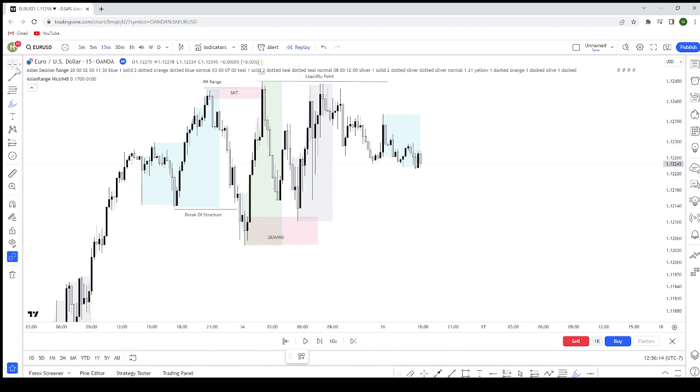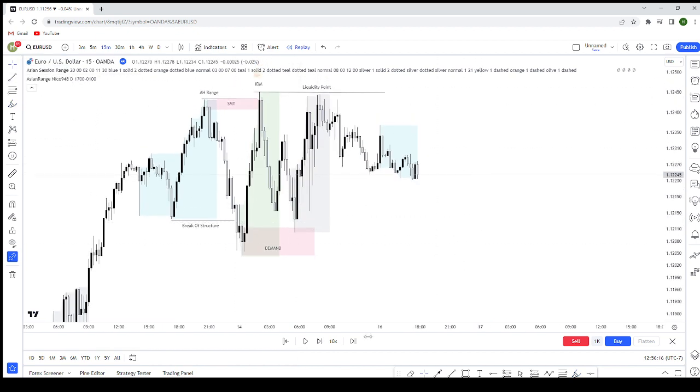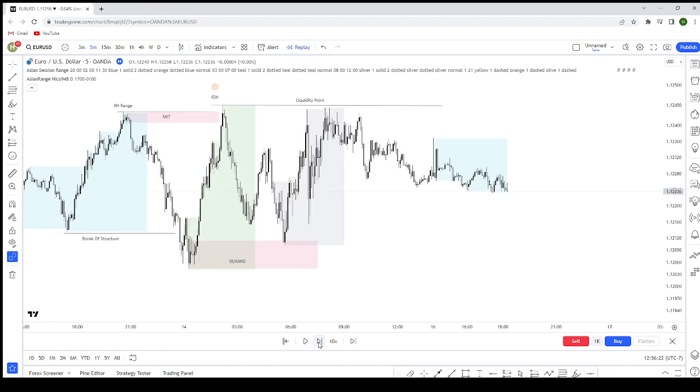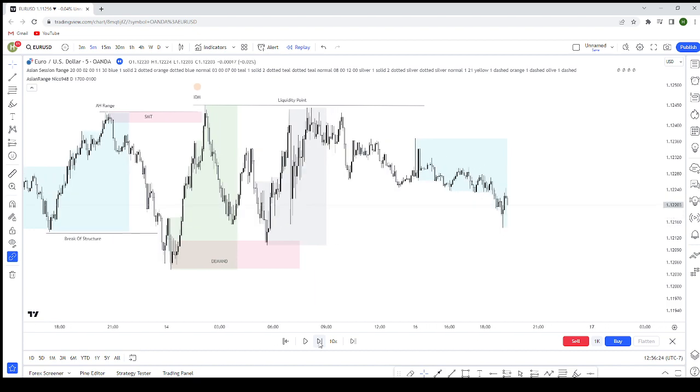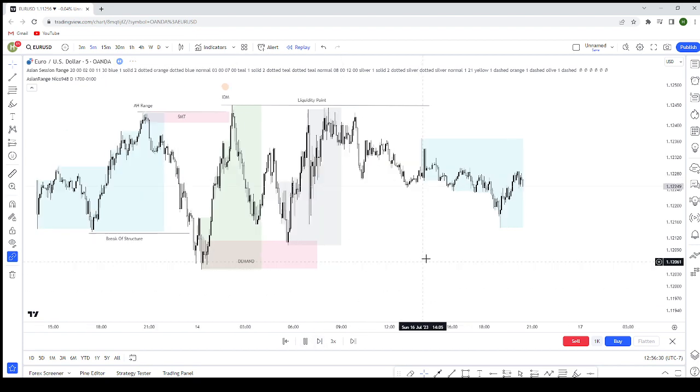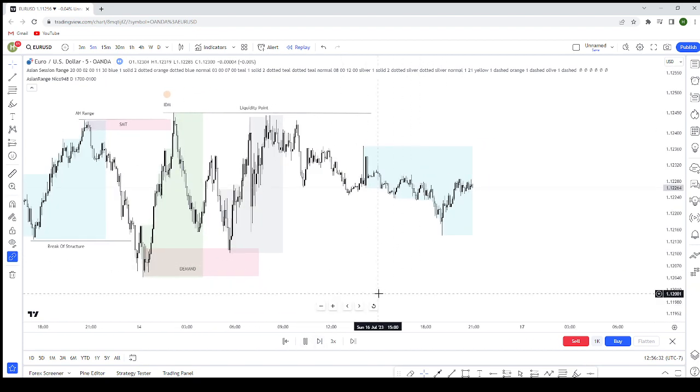So we're just going to watch the markets, see what it does. We're going to drop down to the 5-minute and watch Asian session and see what it does here. Let's do 3 time. We're just going to watch what it does.